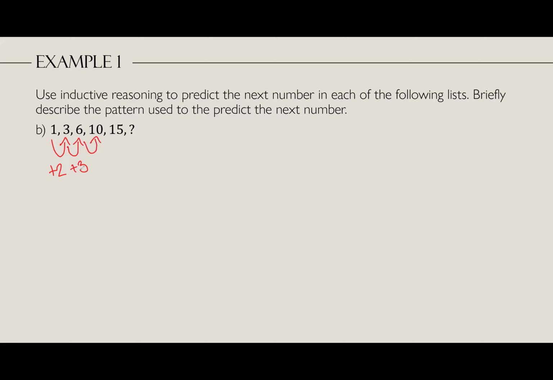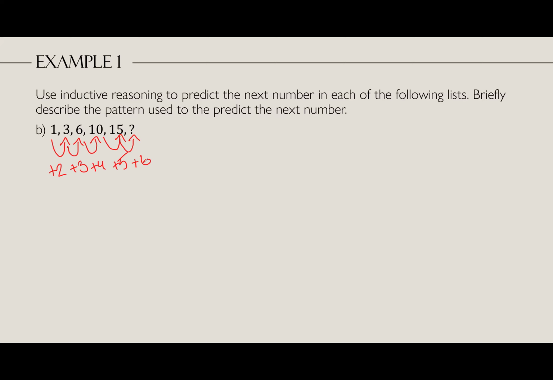6 to 10, plus 4, 10 to 15, plus 5. Are you noticing a pattern here? If I were to go from 15 to the next value, you might be noticing I had plus 2, plus 3, plus 4, plus 5. If I were to go by the pattern, you can probably guess that I'm going to put plus 6 next.